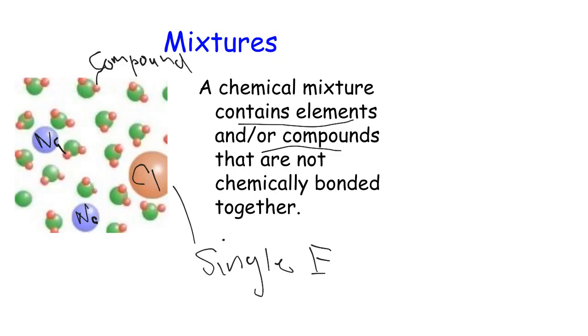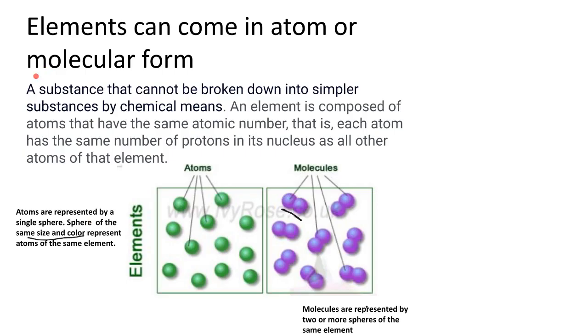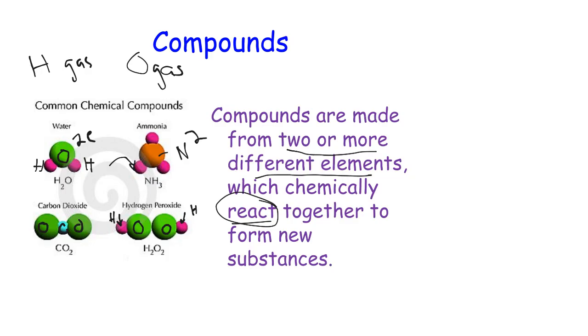So let me go back and let's look at the definitions. Elements: a substance that cannot be broken down into any simpler substance by chemical means. An element is composed of atoms that have the same atomic number. Remember, atomic number is the number of protons in its nucleus. So we can have atoms that are separate or together. It can be in twos, but it can be more than that.